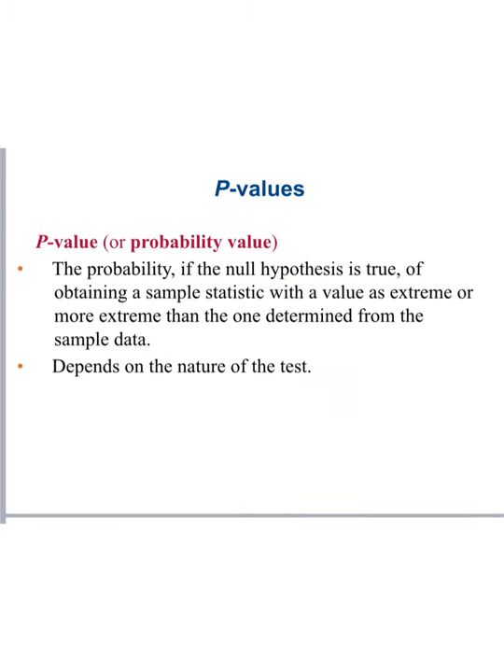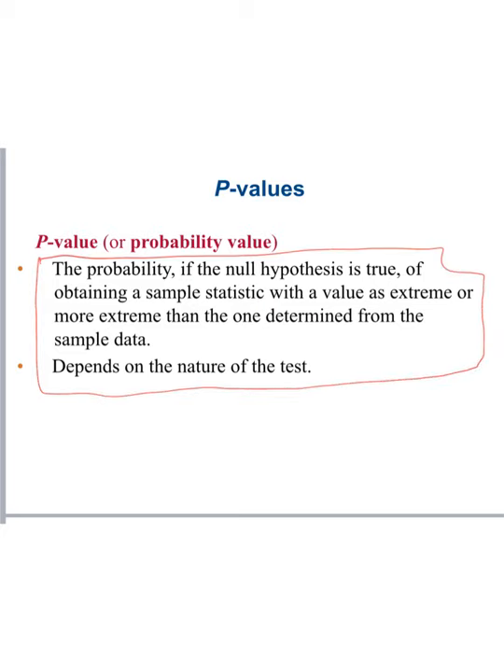And then the p-value, it's the probability, if the null hypothesis is true, of obtaining a sample statistic with a value as extreme or more extreme than the one determined from the sample data. It depends on the nature of the test. So again, take a look.